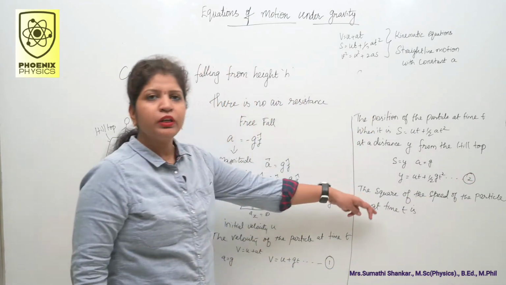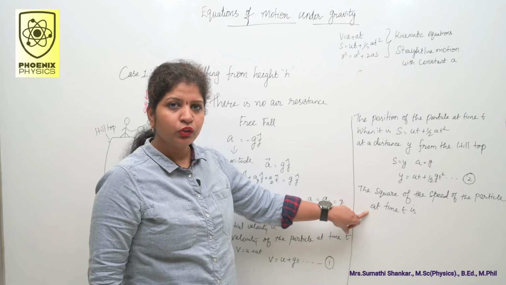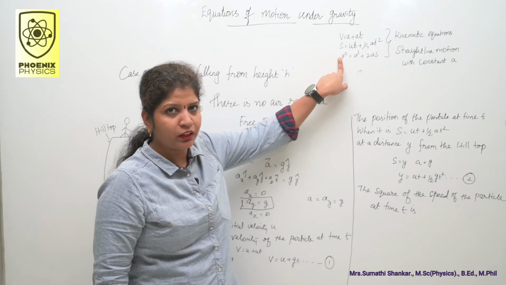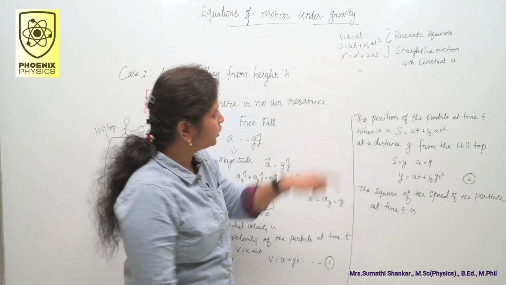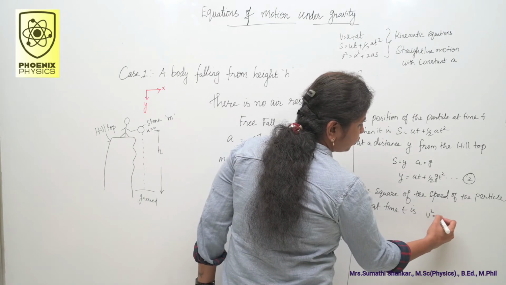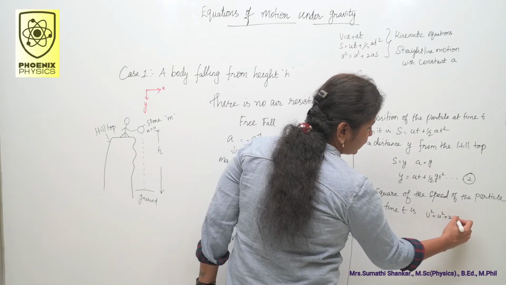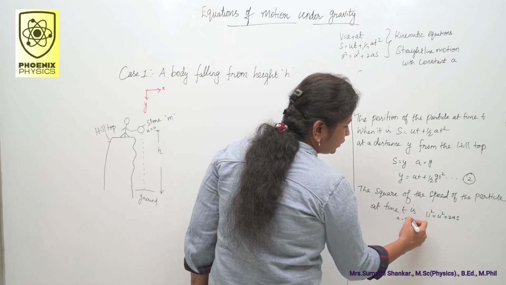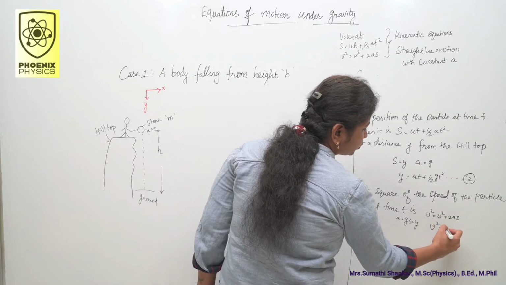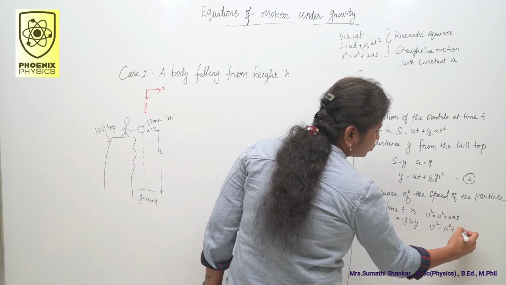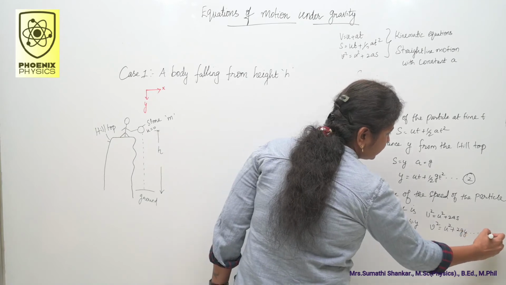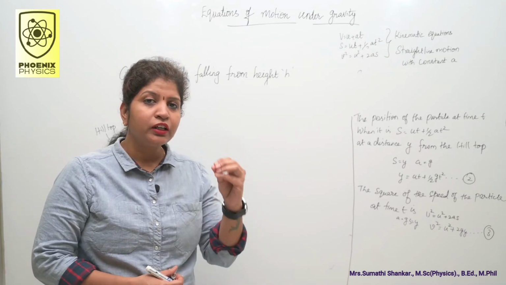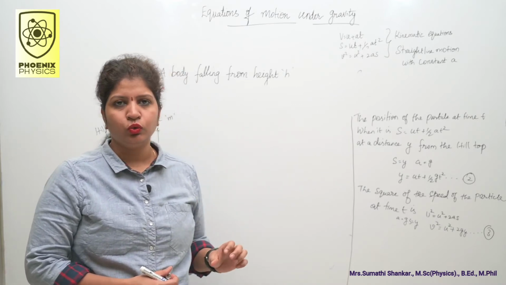For the square of the speed of the particle at time t, you should take the third equation. Here we have v square, the square of the speed of the particle. So you take this third equation. What is that? v square is equal to u square plus 2as. Substitute g instead of a, substitute y instead of s. So v square is equal to u square plus 2gy. This is our third equation. How do you get these three equations? By considering the particle is moving with initial velocity u.